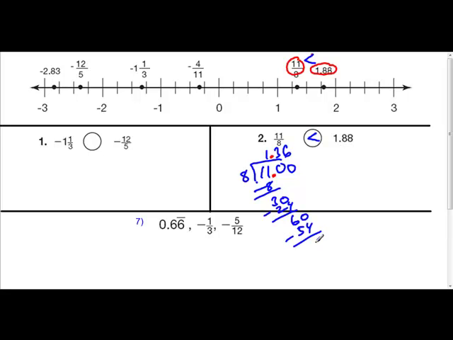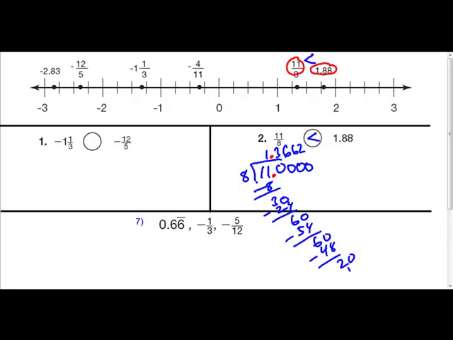And 60 minus 54 is going to be 6. Bring down another 0. 8 goes into 60 6 times again. 6 times 8 is 48. 60 minus 48 is 2. Bring down another 0. 8 goes into 20 2 times.